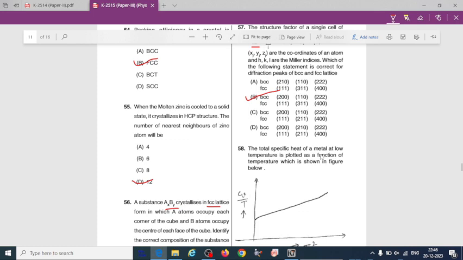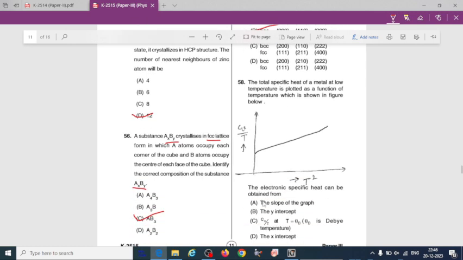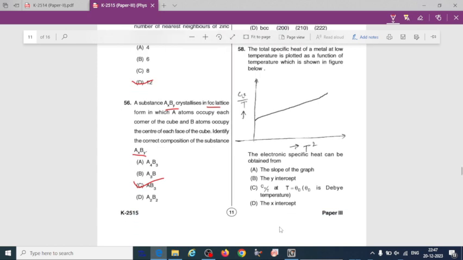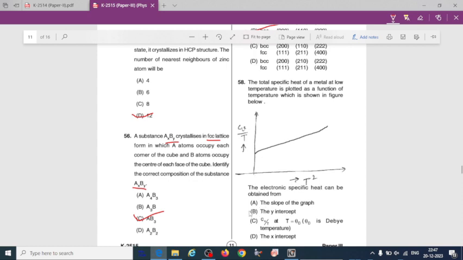The total specific heat of a metal at low temperature is plotted as a function of temperature, as shown in the figure below. The electronic specific heat can be obtained from the slope of the graph, the y-intercept, specific heat by temperature at zero temperature, or the x-intercept. From this graph, we can get the electronic specific heat from the y-intercept. This graph is Cv by T versus T squared.